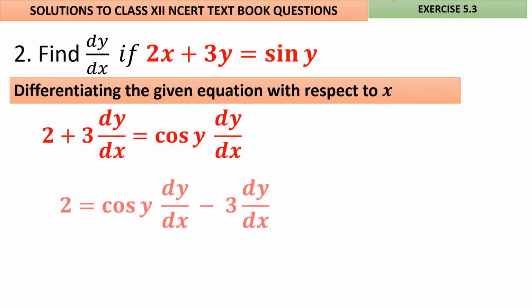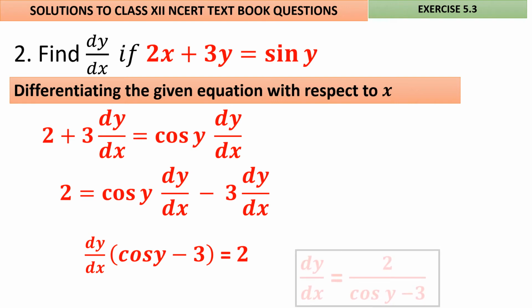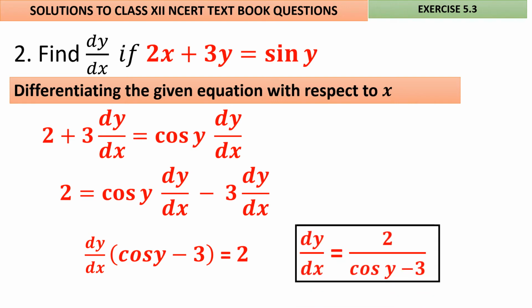Collect all dy by dx to one side. It will be 2 is equal to cos y into dy by dx minus 3 times dy by dx. Taking dy by dx as common, it will become dy by dx times cos y minus 3, which is equal to 2. Now you can get dy by dx. It is 2 upon cos y minus 3. Now you are getting the dy by dx also. It is coming in terms of y in this problem.